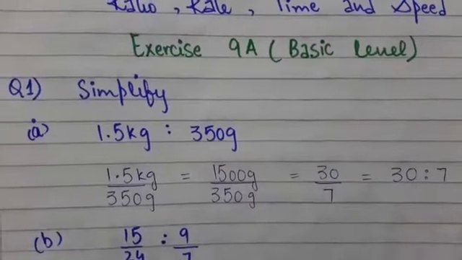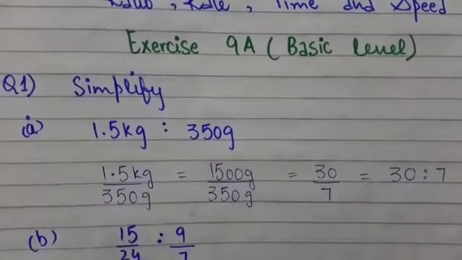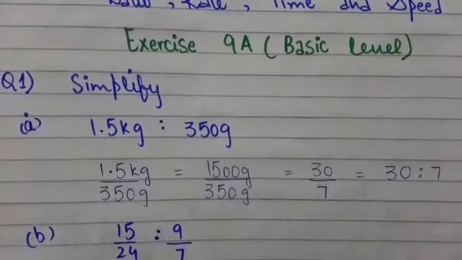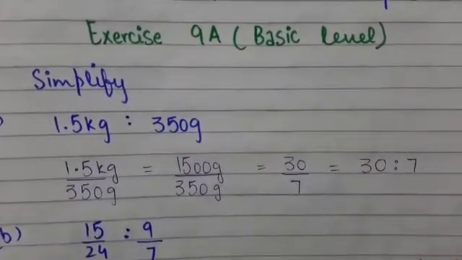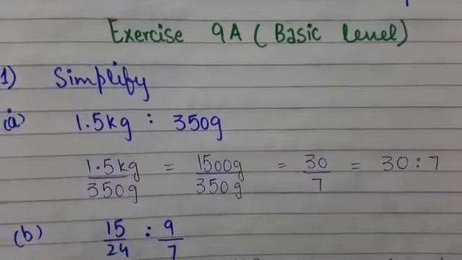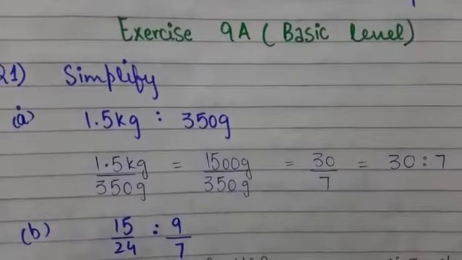I have converted kilograms into grams by multiplying by a thousand. So 1500 grams divided by 350 grams. After the simplification, we get 30 by 7, which can also be written as 30 ratio 7.